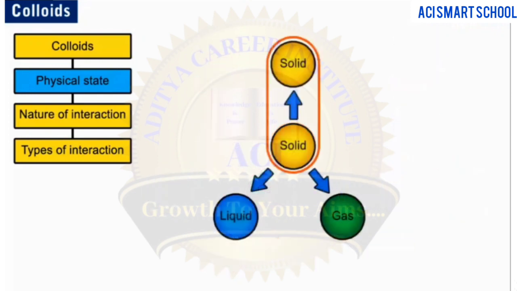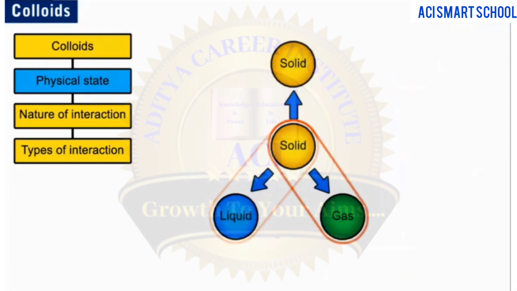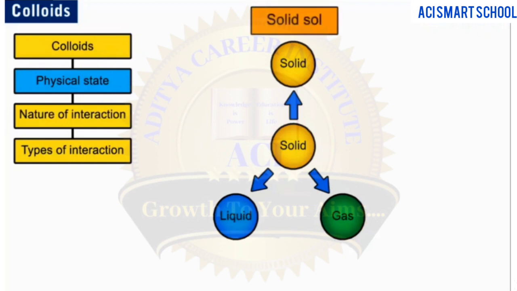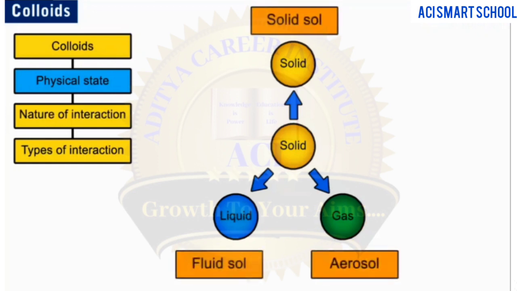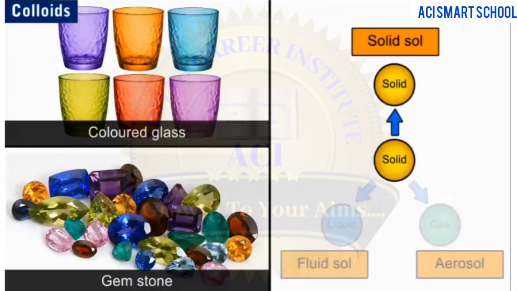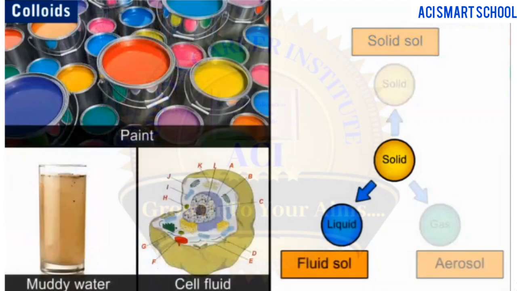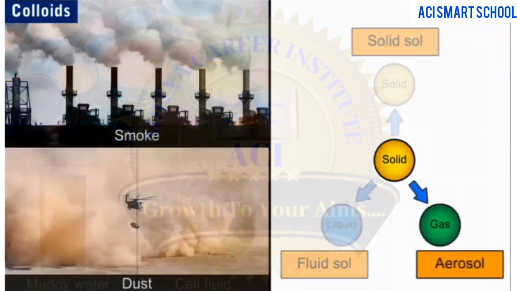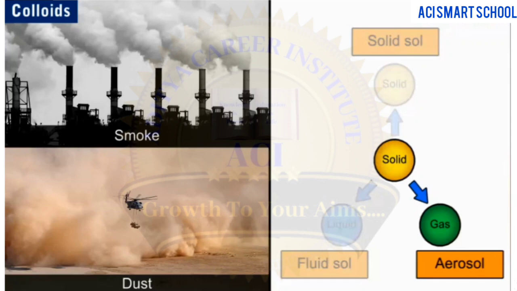Dispersion of a solid in a solid, liquid, or gas dispersion medium results in the formation of a solid sol, fluid sol, and aerosol, respectively. Colored glass and gemstones are examples of solid sols. Paint, muddy water, and cell fluid are fluid sols. Fluid sols are mostly referred to as sols. Examples of aerosol are smoke and dust.